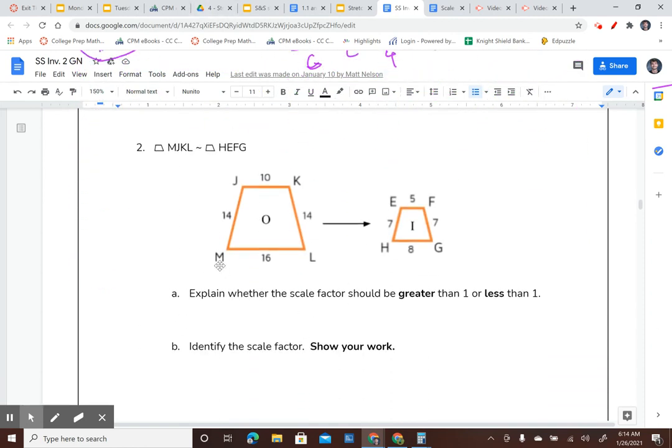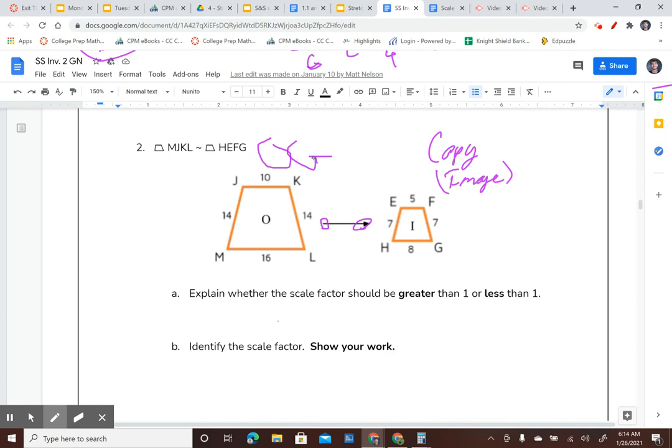All right, here we go. Same thing here. So we're going to look at where we start. It's going to be on that left side. So this is going to be our original. This here is going to be our copy or our image. So we're getting from 14 to 7.